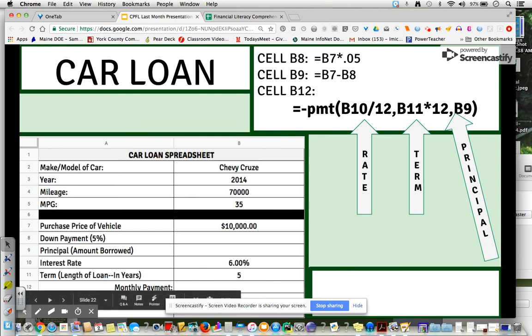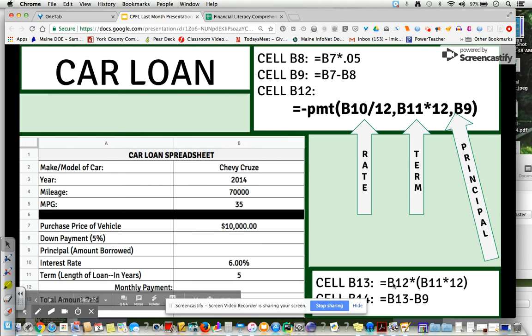Okay, so we have a couple more formulas here you need to know. In B13 would be the total amount that you pay back. So it's your monthly payment amount, B12, times B11, which is your term, times 12. So it's going to be 60 payments of whatever your monthly payment is. And then, of course, you have finance charge. That's how much money the bank or credit union actually earns on loaning you money. Okay, that's how they make money. So it's going to be how much you pay back in total, which is B13 minus B9. It begins with equals. Okay, so hopefully that makes sense.